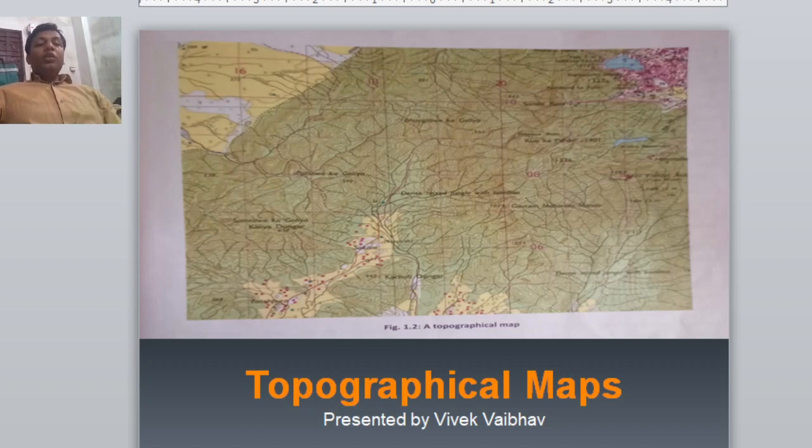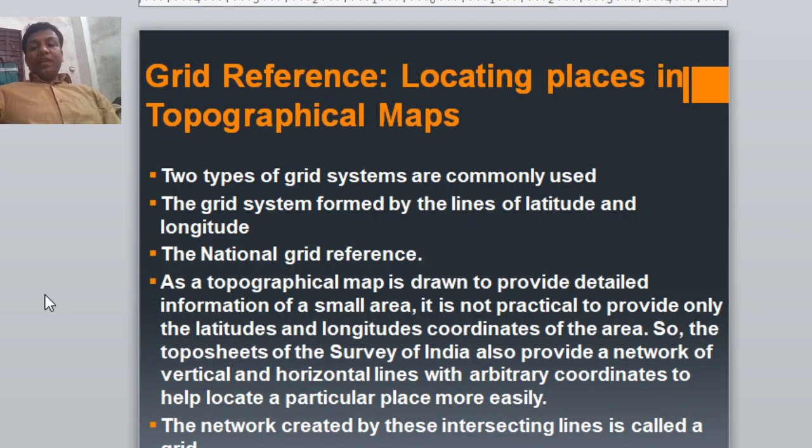Dear students, today's topic is grid reference, locating a place on a topographical map. As I told you earlier in the last video lecture, we have two sets of grid reference reading on a topographical map. One is the grid system formed by the lines of latitude and longitude, and another is the national grid reference. In Bharat, we have only the national grid reference.